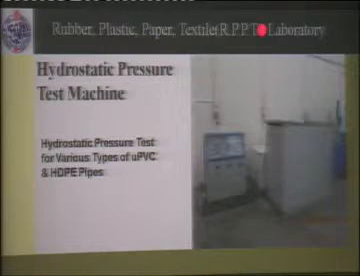This is the impact testing machine for testing Charpy and Izod impact tests. That is the toughness of metal. This is our 1000 kilonewton UTM testing machine. In this machine, you can check 40 mm diameter steel directly.